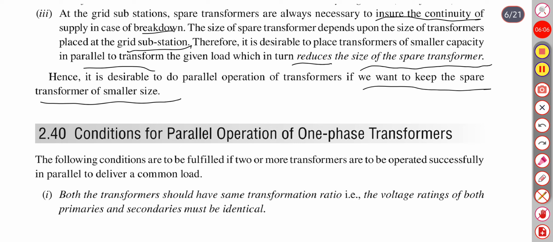Now, what are the conditions for the parallel operation? Here we will see the single phase transformer first. Both transformers should have the same transformation ratio, that is, the voltage rating of both primary and secondary must be identical.